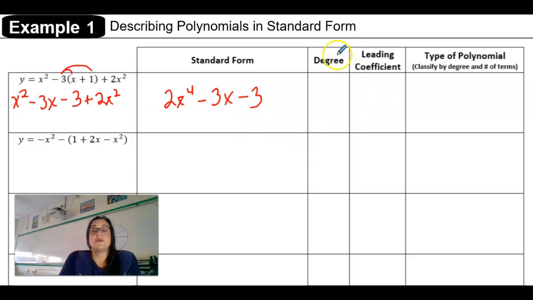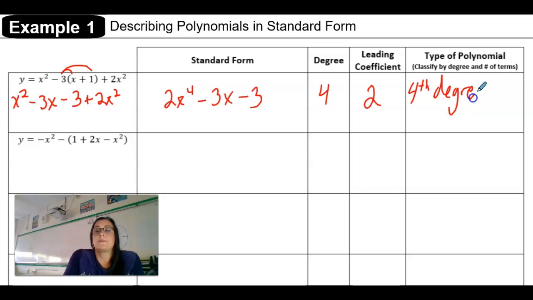Okay, so the degree, remember, is the highest exponent on the highest exponent term. So 2x to the 4th means this is a degree 4 polynomial. The leading coefficient would be 2. And then the type, when I classify by degree and by number of terms: because the degree is 4, we call that a 4th degree polynomial. And then by number of terms, we have 3 terms, so that would be a 4th degree trinomial.